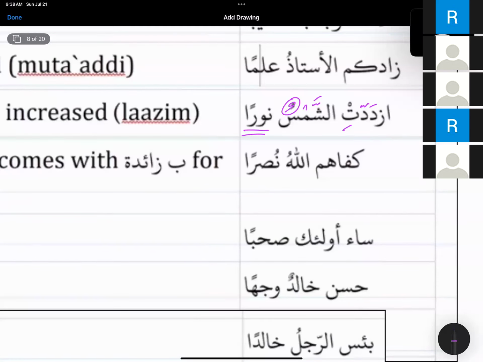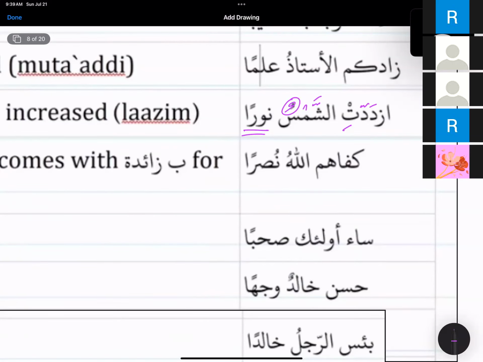And then it says sa'a ulaika. Sa'a means terrible or bad. So ulaika, those are bad or evil, right? In what sense? Sohban, in companionship, in terms of companion. And then hasuna Khalidun.